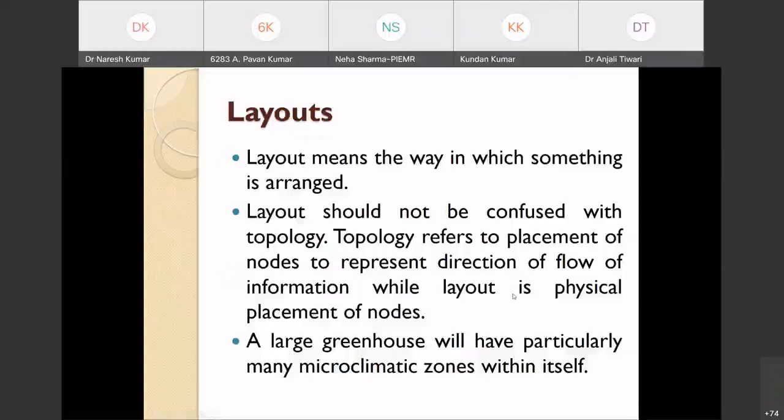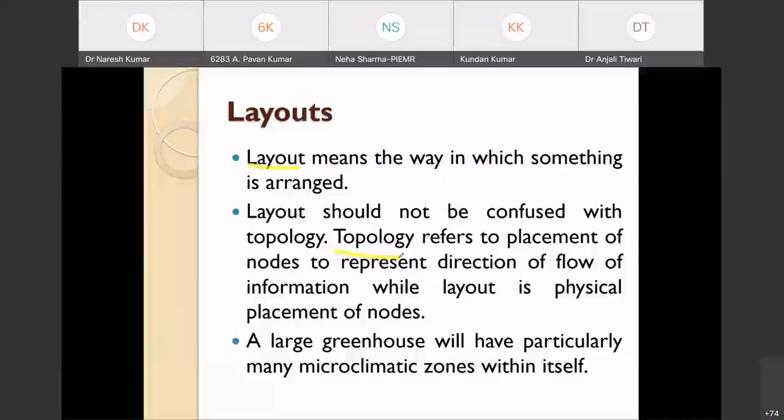So the first is the layouts. So what are the layouts? Layout means the way in which something is arranged. Layout should not be confused with the topology. Topology refers to placement of nodes to represent direction of flow of information, while layout is a physical placement of nodes, and layout is also referred to as physical topology sometimes. And the sensor layout is an important factor which must be paid appropriate attention.